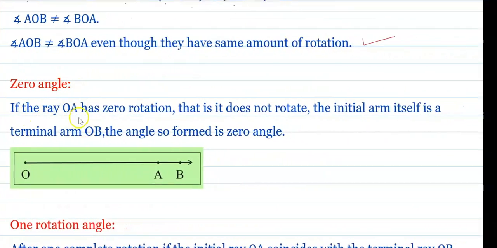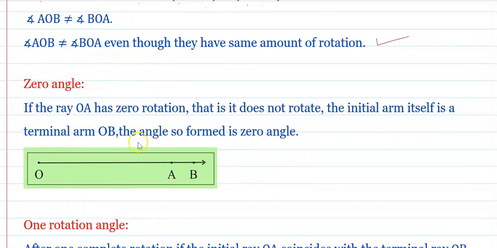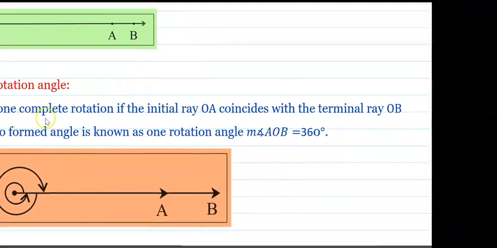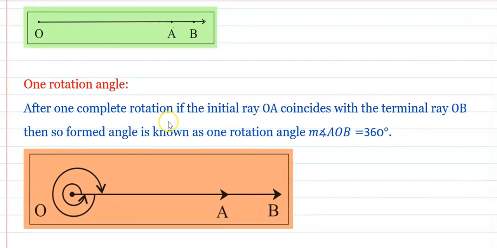Now the zero angle. If the ray OA has a zero rotation, that is, it does not rotate, the initial ray itself is the terminal ray OB. OA is the initial ray and the same OB is also the terminal ray. The angle so formed is called the zero angle. Next, one rotation. After one complete rotation, if the initial ray OA coincides with the terminal ray OB, then the angle so formed is known as one rotation.